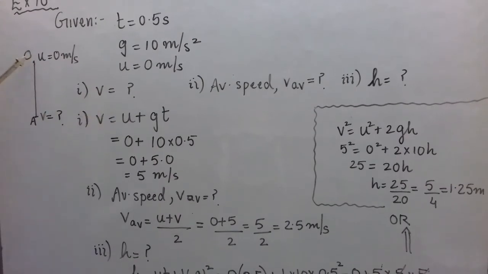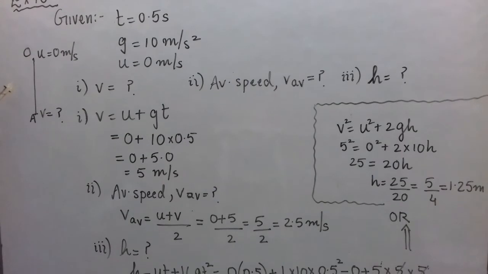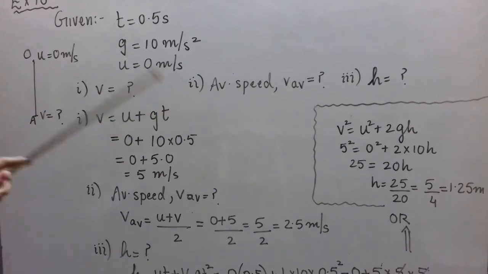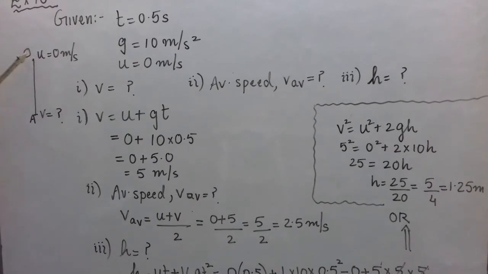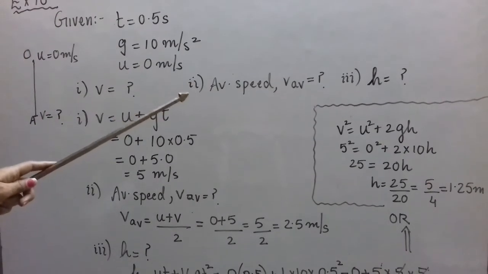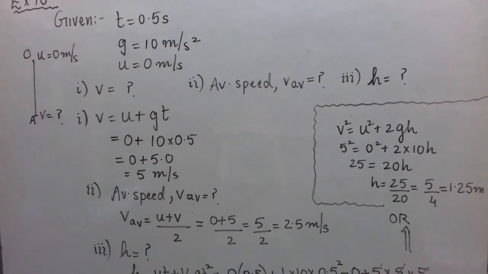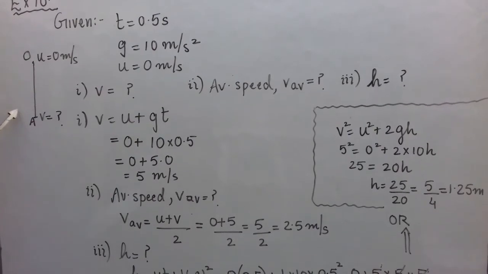Average speed means actually the speed is changing here because it is a case of uniform positive acceleration. But average speed means the corresponding uniform speed with which the motion time would have been the same. The time taken by the car to reach here would have been the same. With that speed we are going to find the average speed. Third is how high is the ledge from the ground. So this height we are supposed to find.